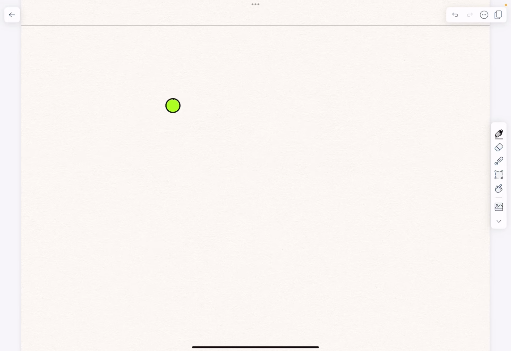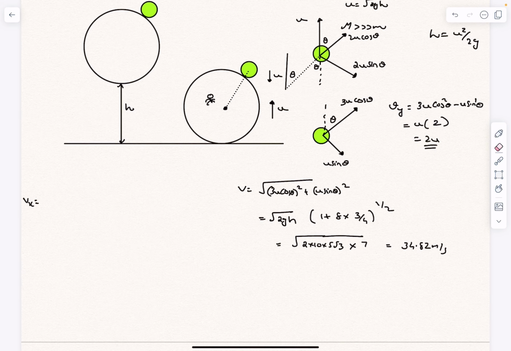Again, for the ball, we actually figured out the vertical velocity. It came out to be 2u. And the horizontal velocity, let's figure it out quick. The horizontal velocity is going to be 3u cos theta, the sine component of it, plus u sine theta times the cos component of it. So this comes out to be 4u sine theta cos theta, which is 2u sine 2 theta. And sine 2 theta is root 3 by 2. So this is going to be root 3u.